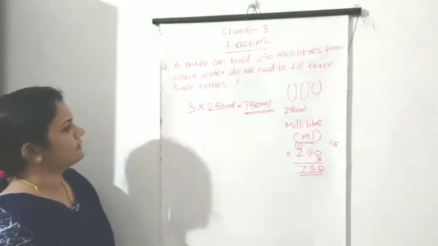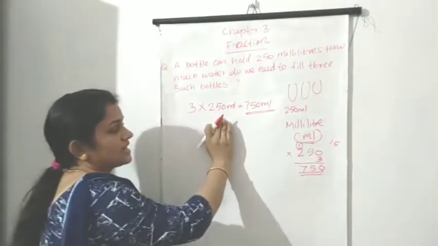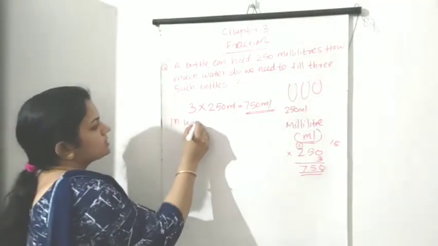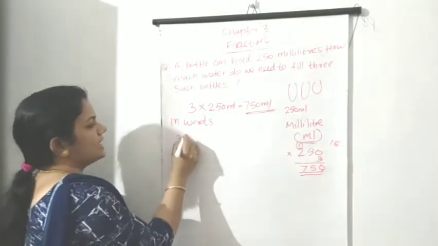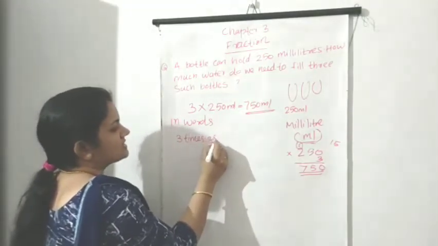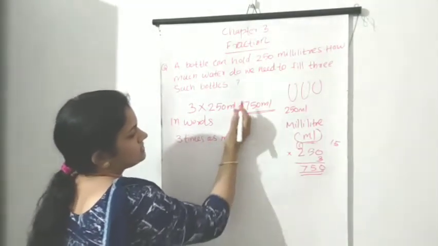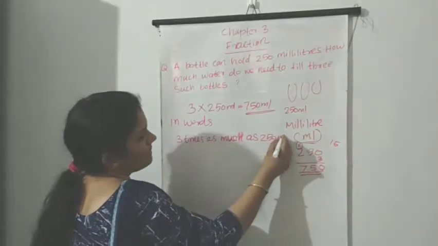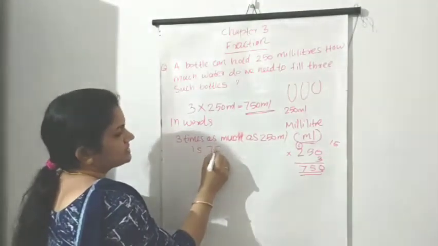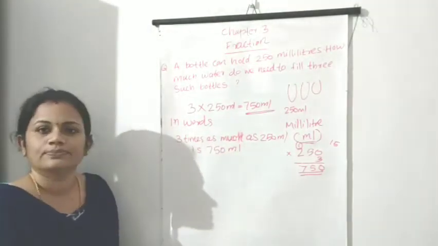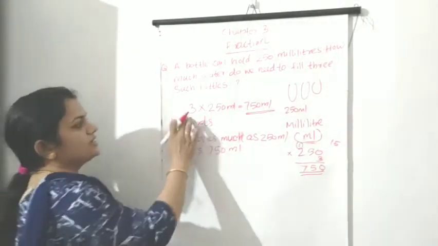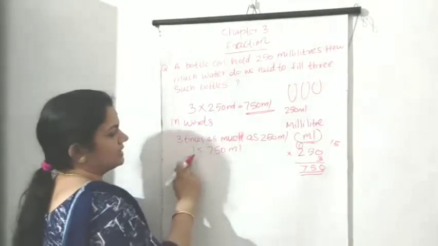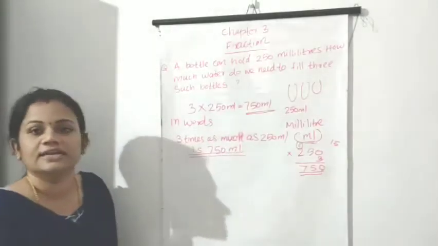Understood? So next we can write these figures in words. How to write these figures in words? 3 times as much as 250 milliliter is 750 milliliter. Understood? How to write these figures in words? 3 times as much as 250 milliliter is 750 milliliter.